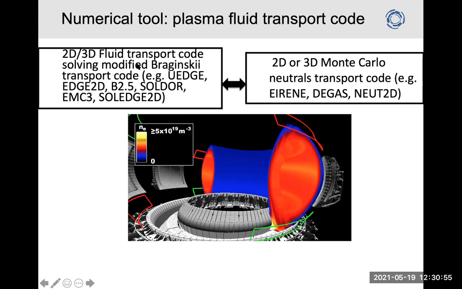And then these fluid transport codes that solve the plasma equations, they are coupled to neutral transport codes, because the neutrals don't follow the magnetic field, they need to be treated a little bit different. There are some areas where you could treat the neutrals like a fluid because the collisionality is very high, but there are other areas where you need to have a kinetic treatment because the plasma density is very low or the neutral density is very low. And so you need to follow neutrals as a ballistic object.